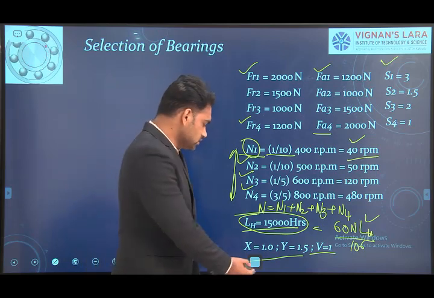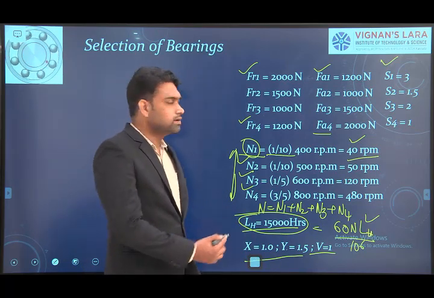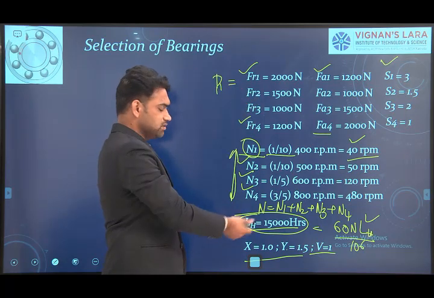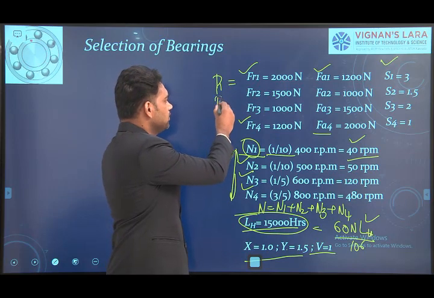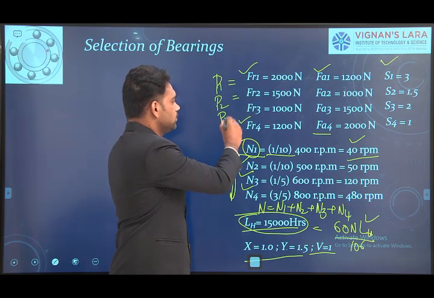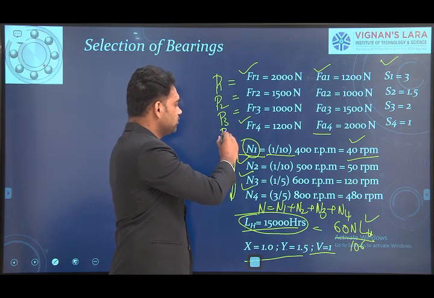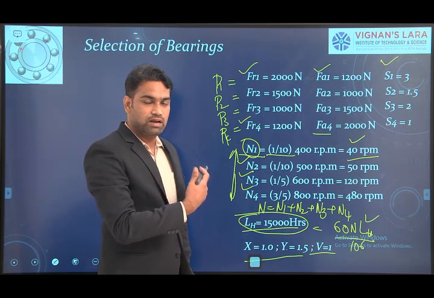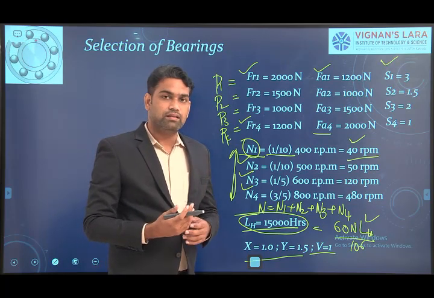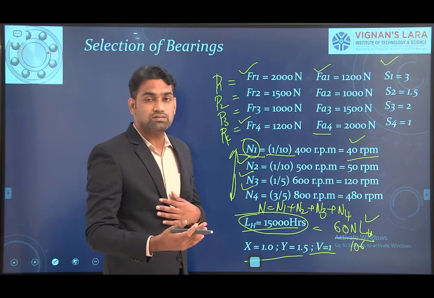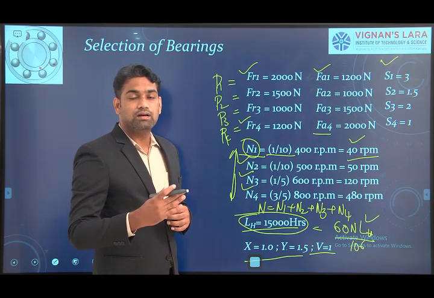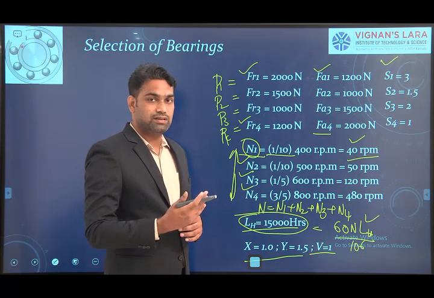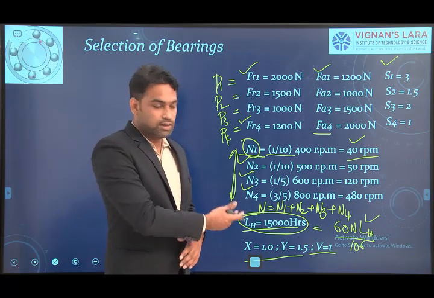After that, using the X and Y values, you can calculate P1, using FR1, FA1 and S1, with X and Y known. You can calculate P1 as well as P2, and similarly P3, the equivalent dynamic load for that particular period of time, as well as P4. Using P1, P2, P3 and P4 and N1, N2, N3 and N4, you can calculate the equivalent dynamic load under variable loading, PE, given by P1 power K into N1 plus P2 power K into N2 plus P3 power K into N3, and so on, divided by the total number of revolutions.